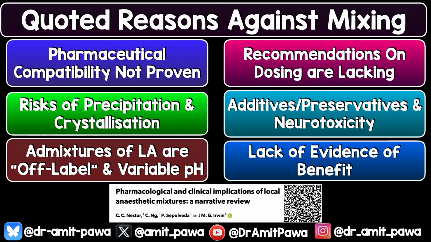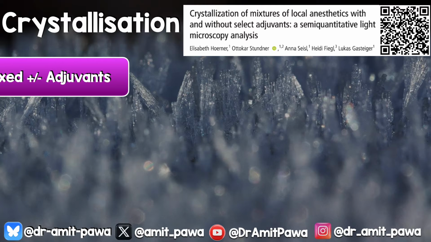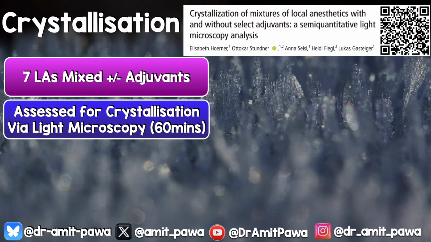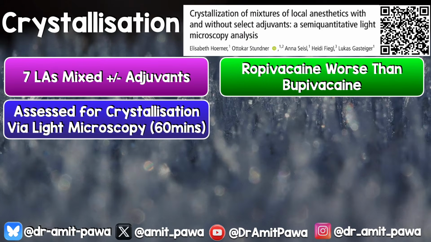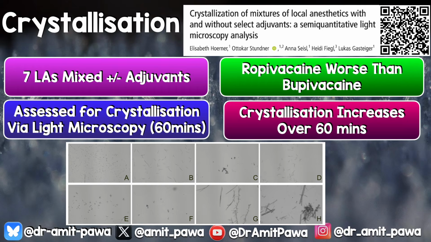So I want to handle a few of those. First thing I want to do is handle crystallization. And this paper over here is an interesting paper. They took 7 local anaesthetics mixed with different combinations and adjuvants, and then they assessed the grade of crystallization via light microscopy for 60 minutes. What they found was ropivacaine was worse than bupivacaine when it came to crystallization, and that crystallization increases over 60 minutes.